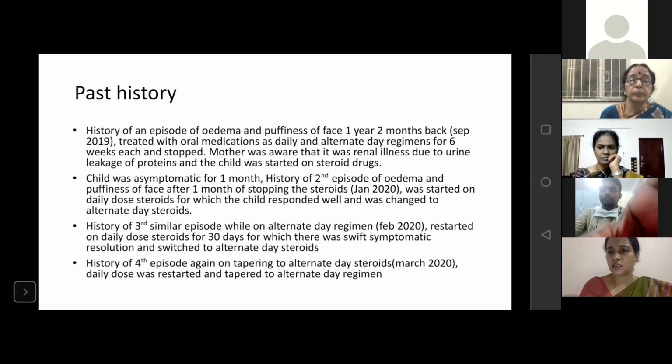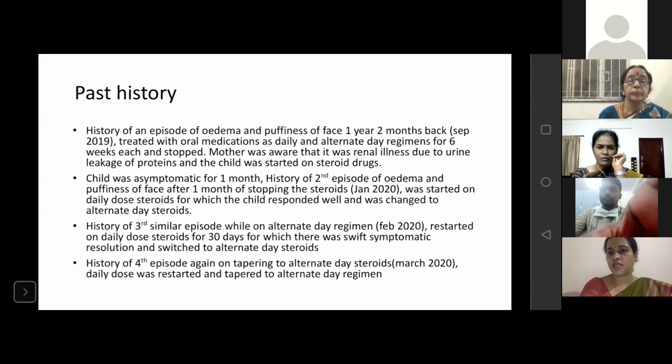Can you define the term adequate that you were saying? How did you get that from the history? Yes, ma'am. Whenever they start the steroids, within 7 to 10 days the child started improving in terms of edema, and urine output improved, and the child was doing well within 7 to 10 days of the start. So I think this is an illness that responds swiftly to steroids, ma'am.